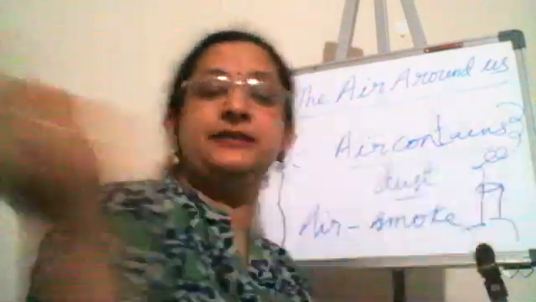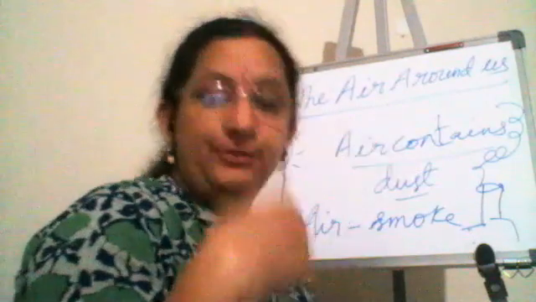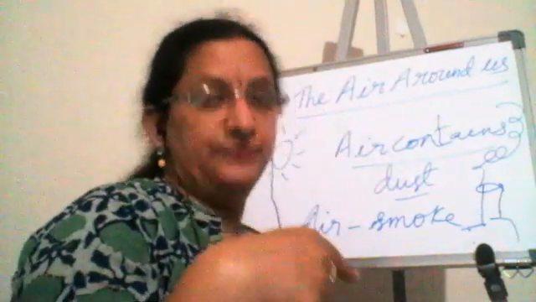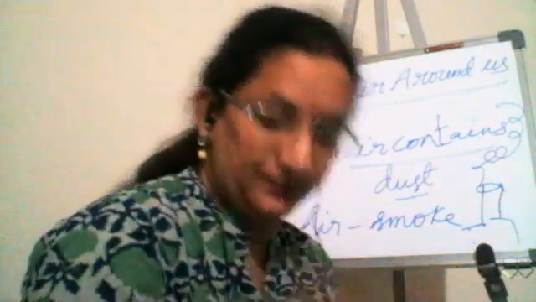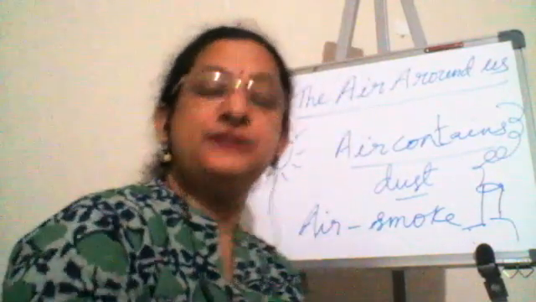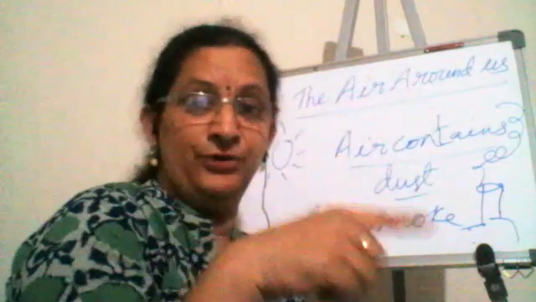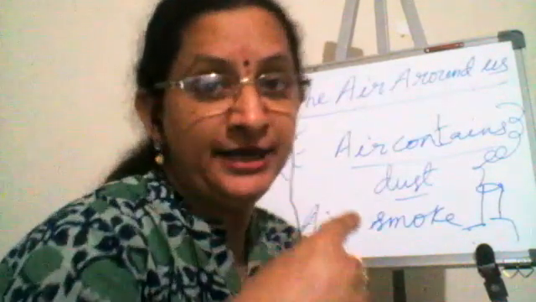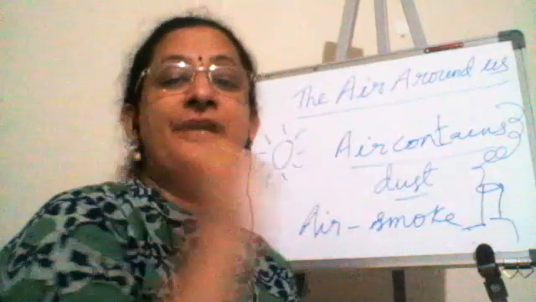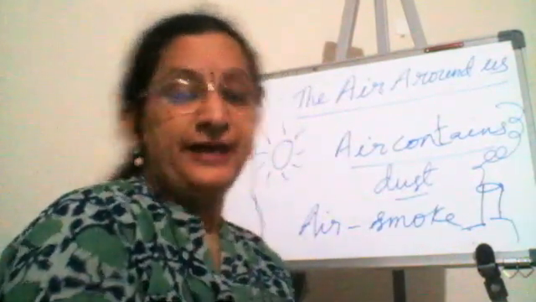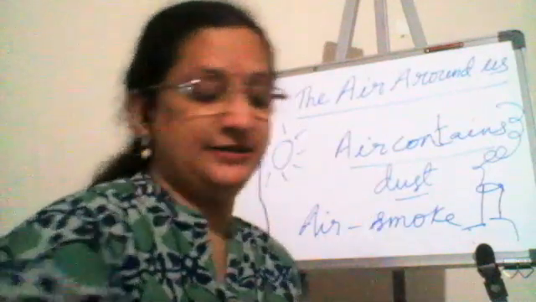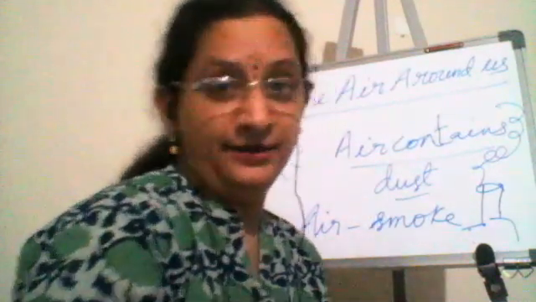So here we are sitting in a room and we are able to breathe in the oxygen and breathe out the carbon dioxide. So how is that happening? Because that gas is present in the air around you. What is present in the air around you? Gases are present in the air around you. What are those gases? It is a mixture of gases.